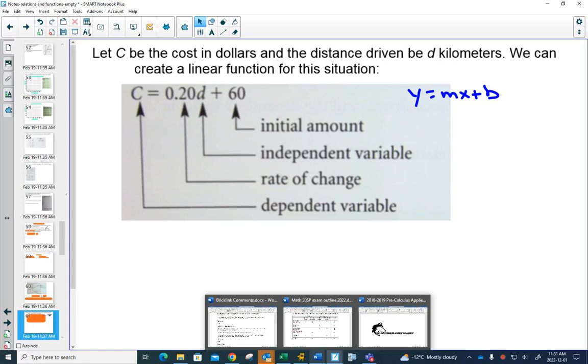B is your independent variable. That's like using the x, but since we're driving in distance, we might put the letter D. Your M value, your rate of change, we figured out to be 0.20. And your Y value, in this case, was cost. So the letter C makes sense for that.